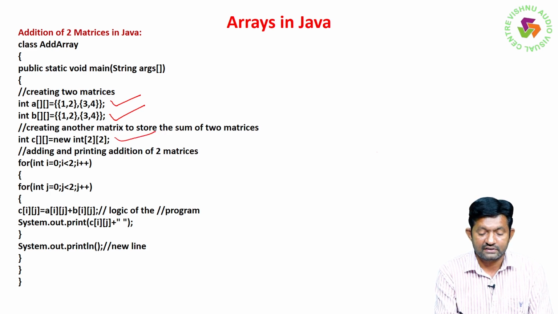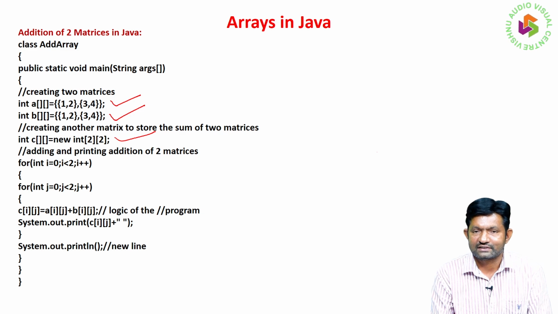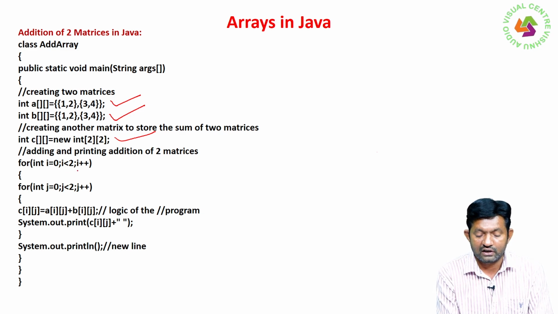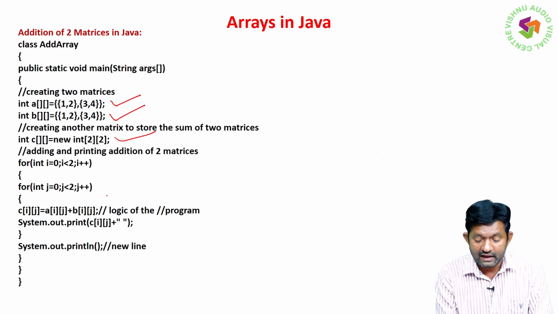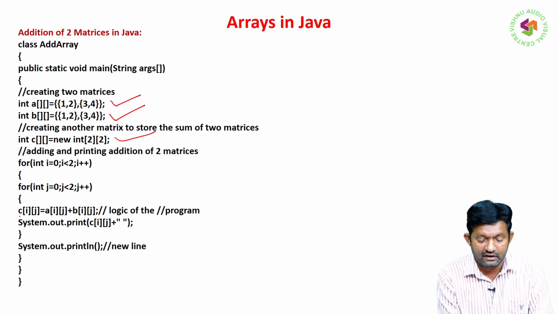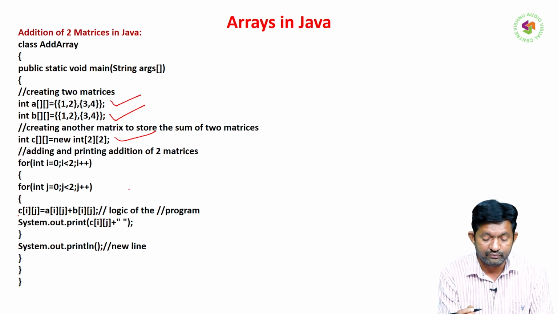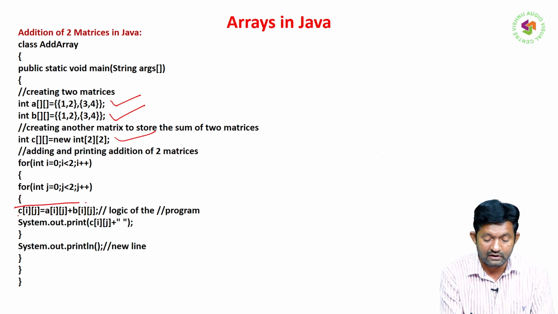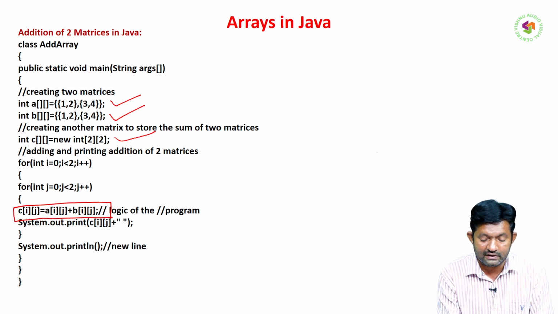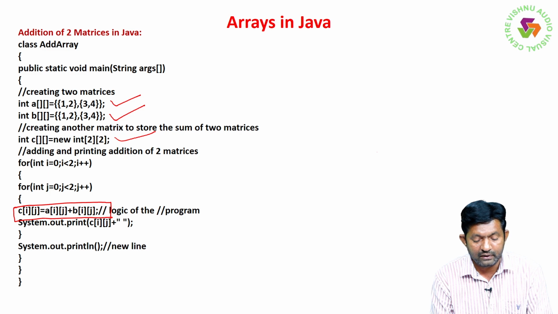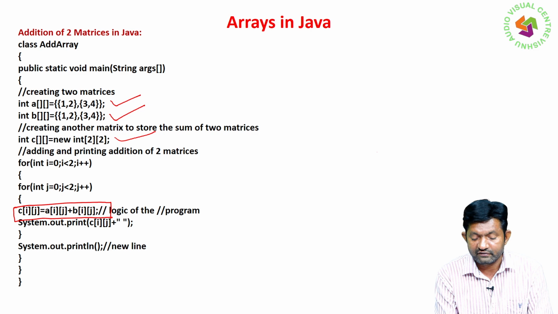For adding two matrices, we have to write the source code, that is the logic. For int i is equal to 0, i less than 2, i plus plus. For int j is equal to 0, j less than 2, j plus plus. The logic of the program is C[i][j] is equal to A[i][j] plus B[i][j]. Here a small confusion, no problem.